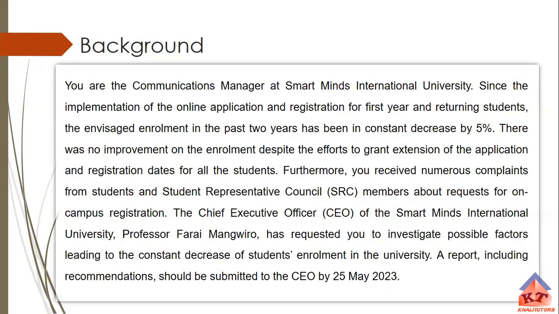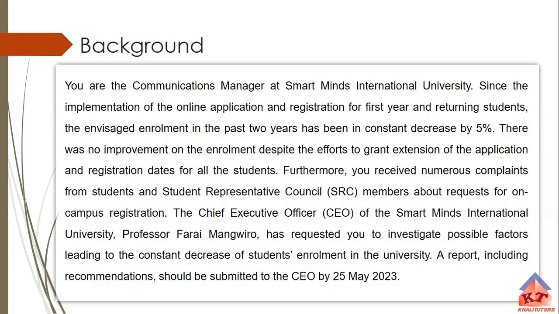If you haven't accessed your question paper, this information comes directly from that particular question paper, okay? And it reads as follows. You are the communications manager at Smart Minds International University. Since the implementation of the online application and registration for first year and returning students, the envisaged enrollment in the past 2 years has been in constant decrease by 5%. There was no improvement on.